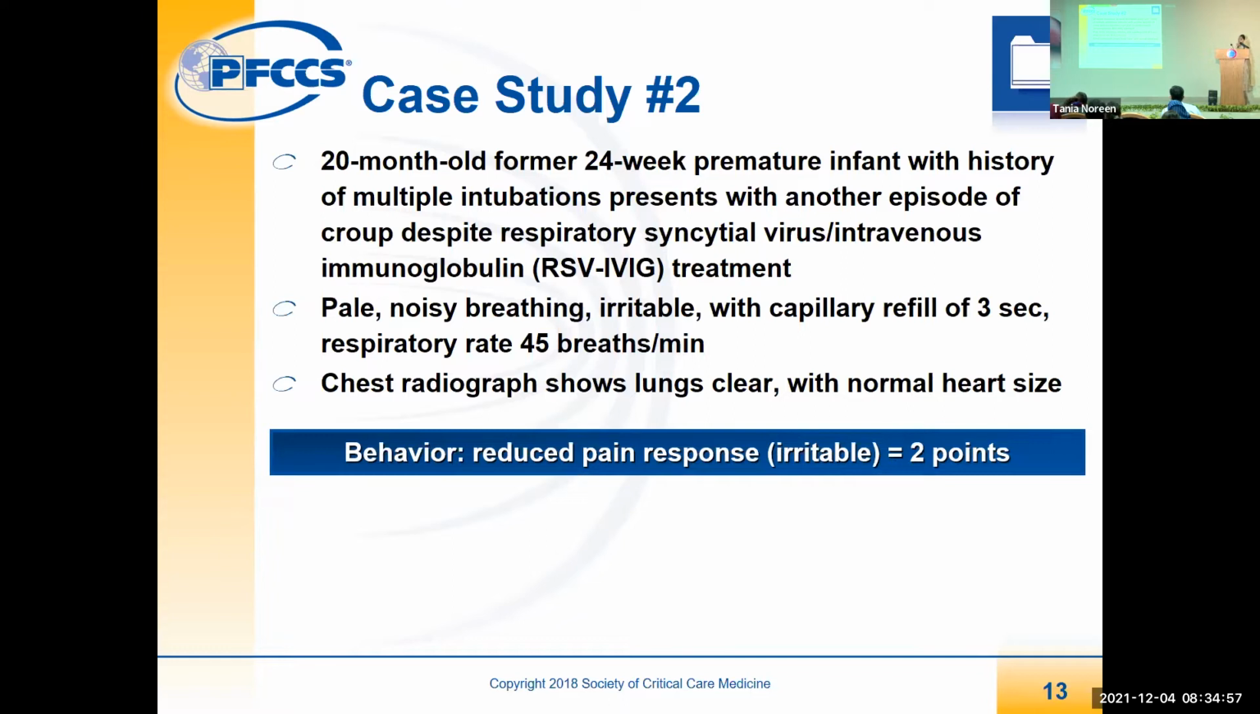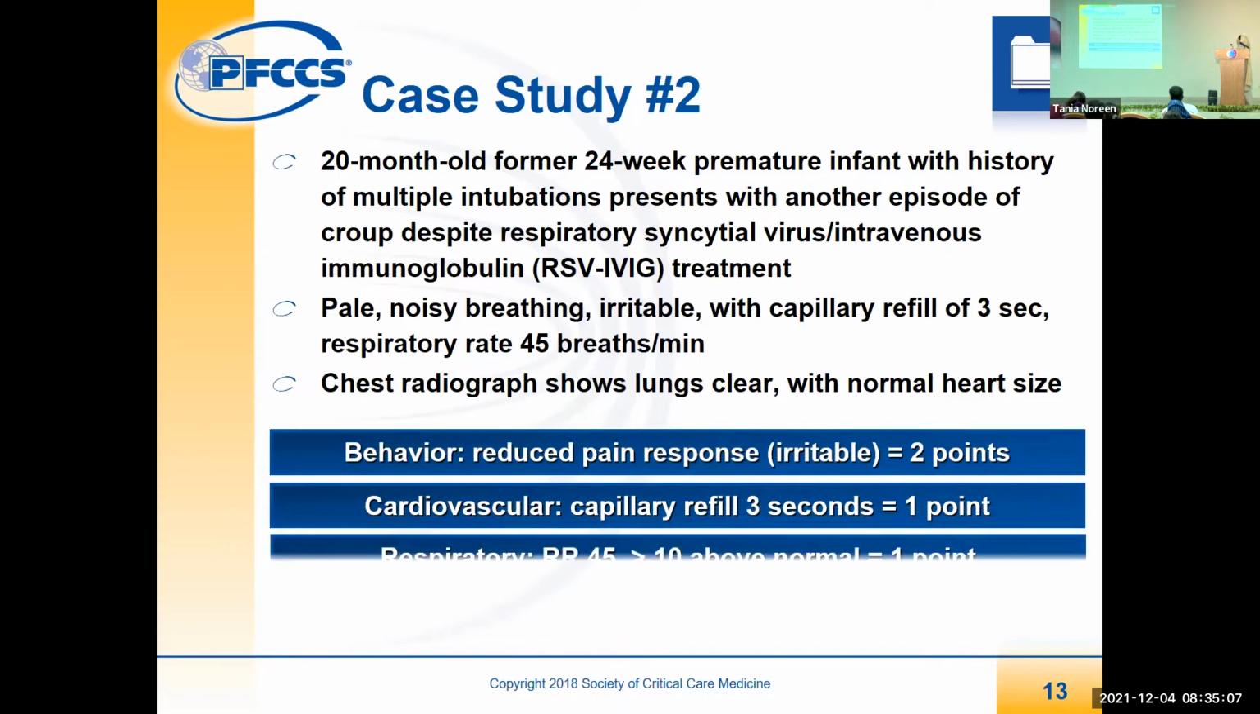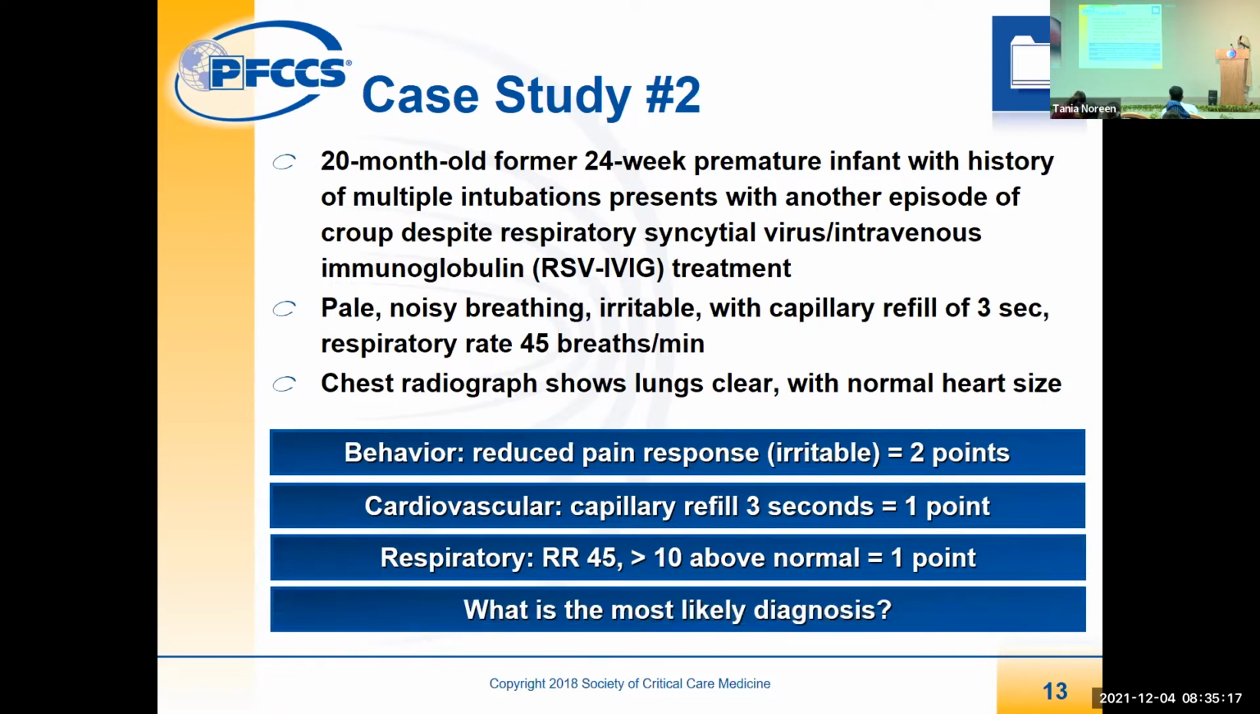So Pew score में हमने क्या चीजें देखनी है? You have to check for the respiration, you have to check for cardiovascular system, and the third thing is you have to check for the behavior. So behavior में उसका reduced pain response है, he is irritable, so the point is 2. In the cardiovascular, capillary refill time is 3 seconds, the score is 1, and the respiratory rate is 45, which is 10 above the baseline. Baseline respiratory rate should be 35 at this age of 20 months. So the Pew score in this patient is 4.